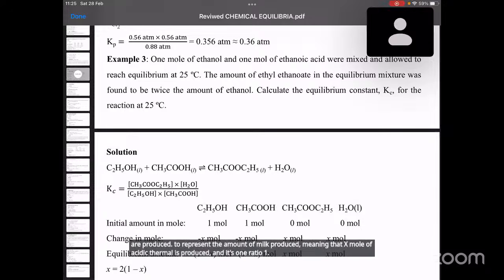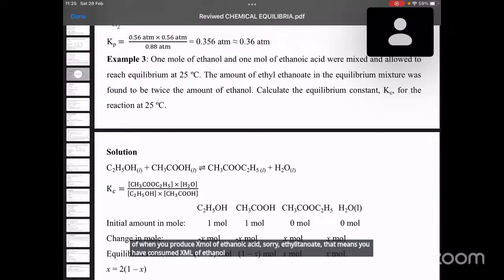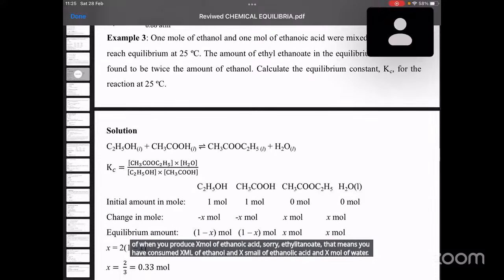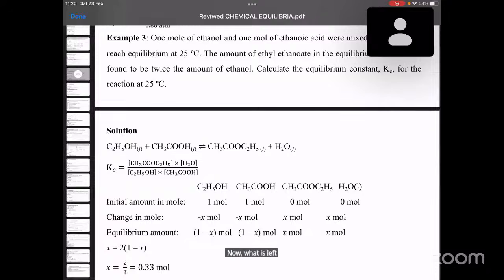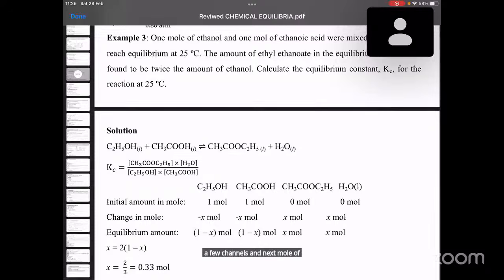It's 1:1. When you produce 1 mole of ethyl ethanoate, that means you must have consumed 1 mole of ethanol, 1 mole of ethanoic acid, then you produce 1 mole of water. It's the same thing here. When you produce X mole of ethyl ethanoate, that means you have consumed X mole of ethanol and X mole of ethanoic acid, and produced X mole of water. Now, what is left? Like I said, it's not what has been consumed that is important, it is what is left. We know now that you have X mole of ethyl ethanoate and X mole of water, but what is left for the reactant?